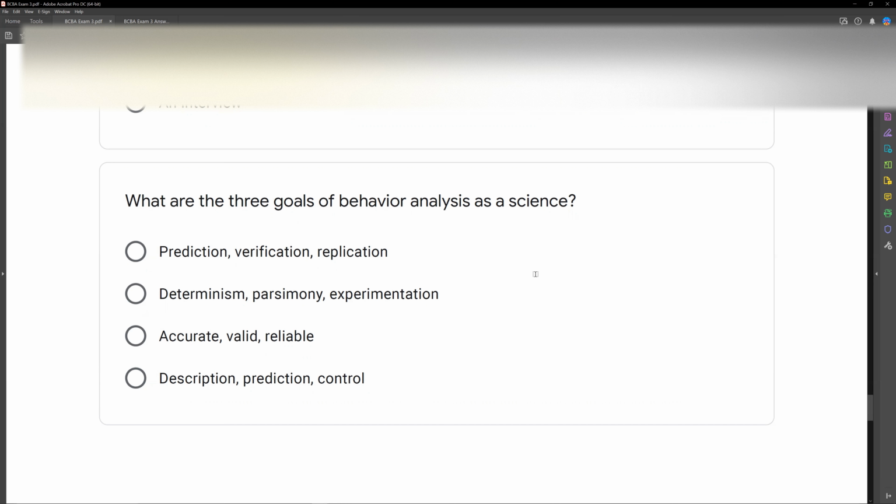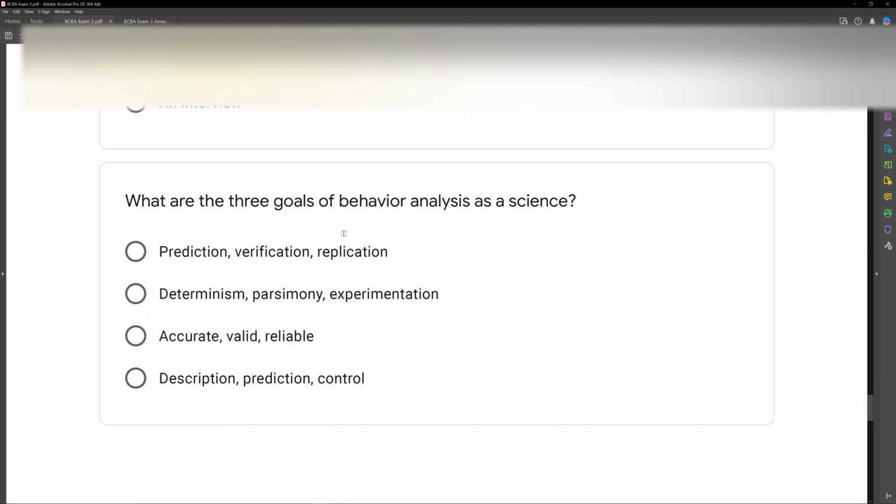A lot of people like to use little memory joggers, okay? They use acronyms. That's fine. Whatever it's going to take to help you remember the attitudes of science and our goals of behavior analysis and the philosophical assumptions, all these things that you need to know, okay? In this case, we're looking at the 3 goals of behavior analysis.